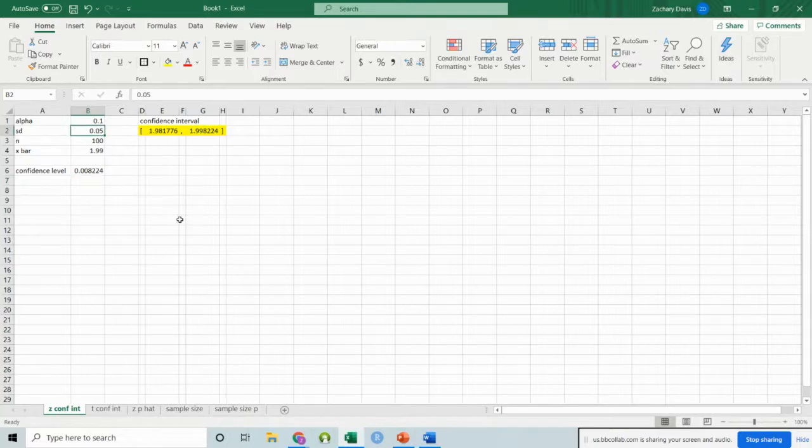Given a standard deviation of 0.05, a sample size of 100, and a sample mean of 1.99, we use this to calculate the confidence level, and then we can add and subtract that value to get our confidence interval. So the lower bound is going to be our mean minus our confidence level, and the upper bound will be our mean x bar plus our confidence level.